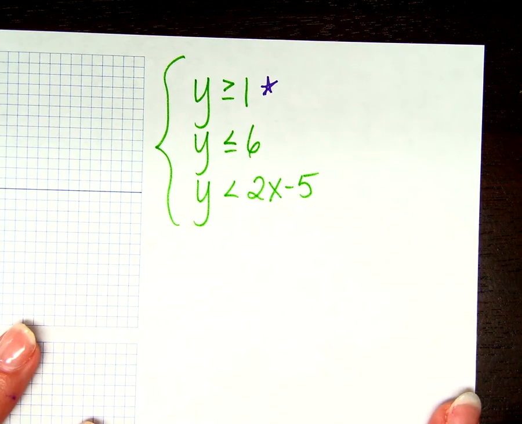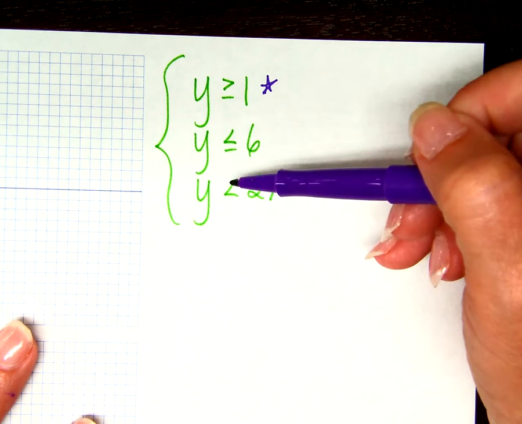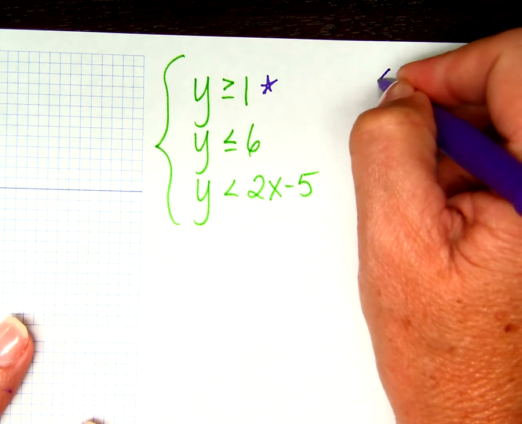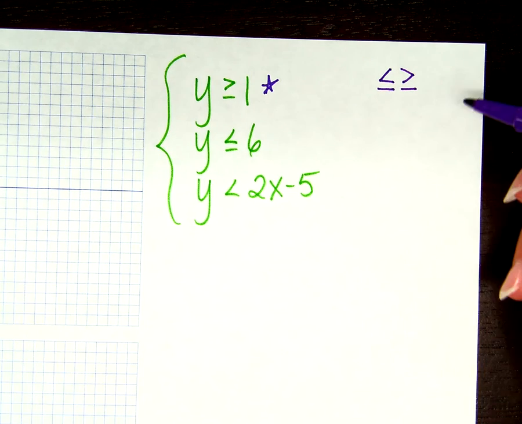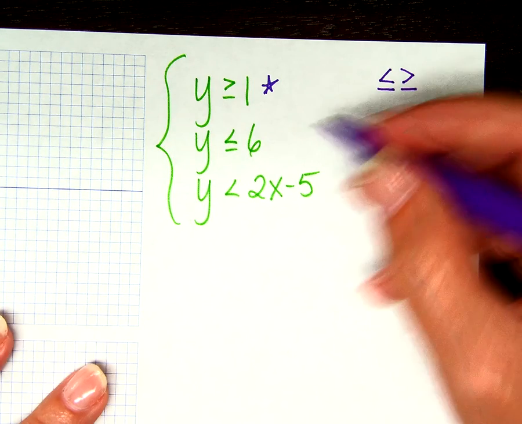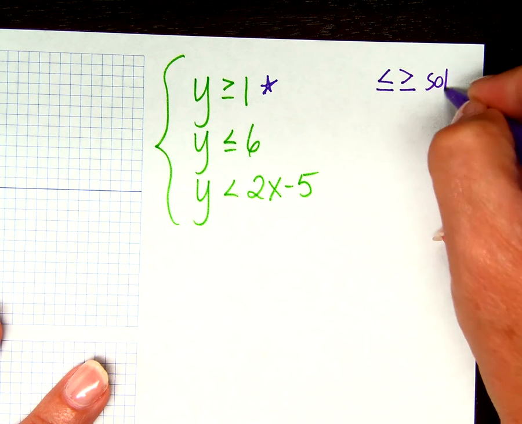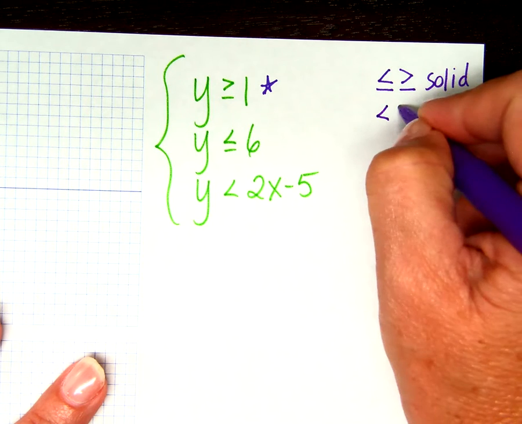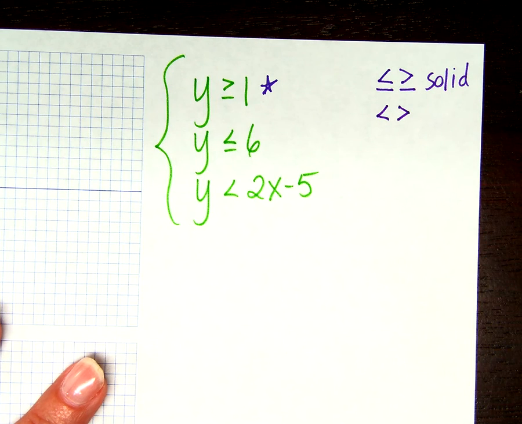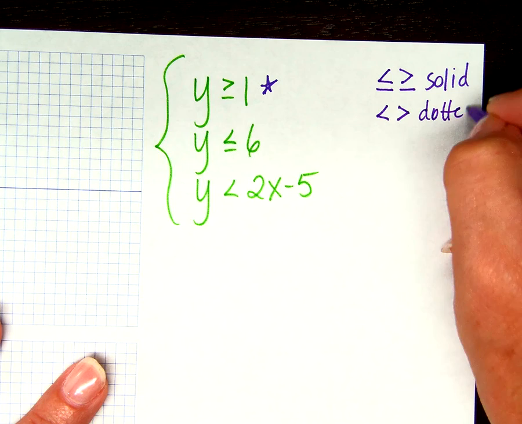Okay, now before I graph this, I need to come over here to the side and have a little commercial break because you'll notice that there are different kinds of inequalities, right? So as a reminder, if I have a less than or equal or greater than or equal in my equation, what kind of line do I draw? Very good, it is a solid line. And if I just have a less than or a greater than, what type of line do I draw? A dash or a dotted line, right?